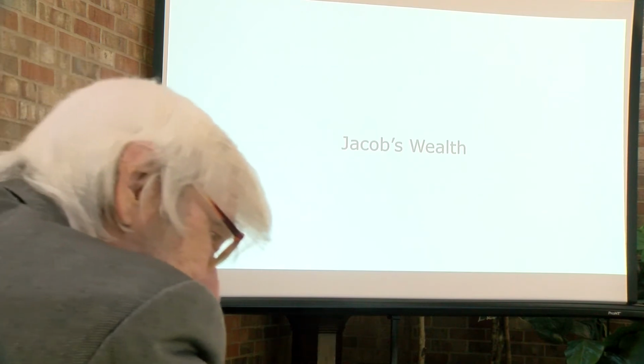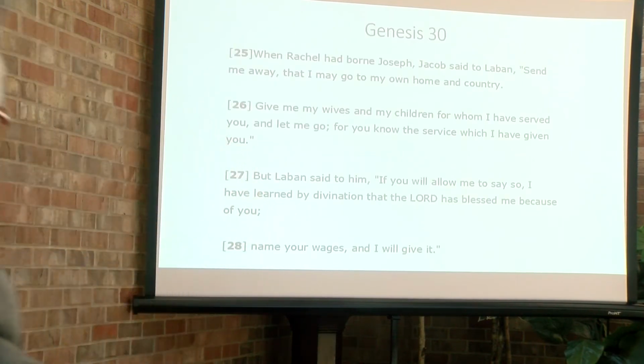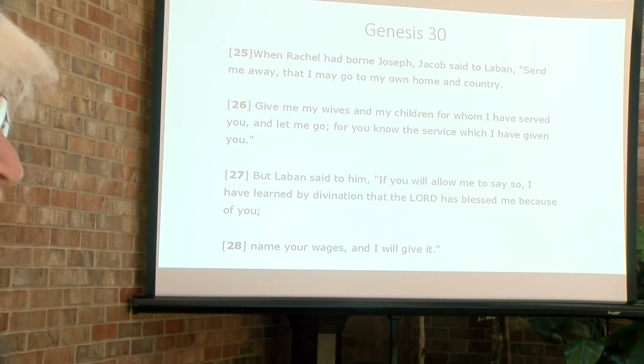What he does is he approaches Laban with the situation. Well, let's look at it. Rachel finally bore Joseph. Joseph was born after all these other boys had been born. He said to Laban, send me away that I might go to my own country and make my own wealth. Give me my wives and my children whom I have served you, and let me go. You know the service which I have given you.